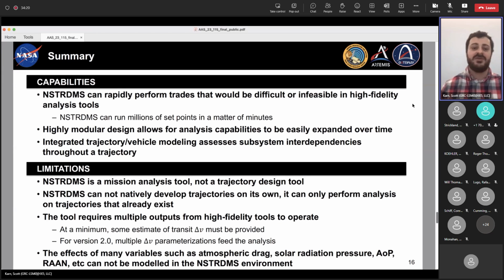It's not meant to give you a high fidelity result. It's supposed to get you in the ballpark of what you would expect if you were to run that specific case with Copernicus. A lot of the time NSTRDMS is used to identify cases that we want to look at more in Copernicus, or it's used to identify initial guesses so that developing those trajectories is a little easier in the high fidelity tools.